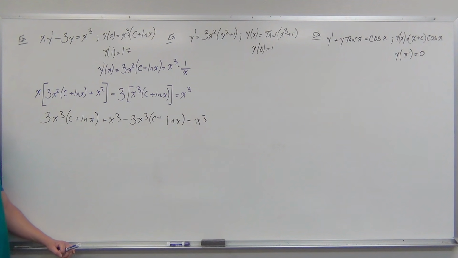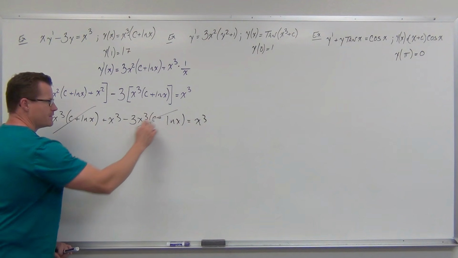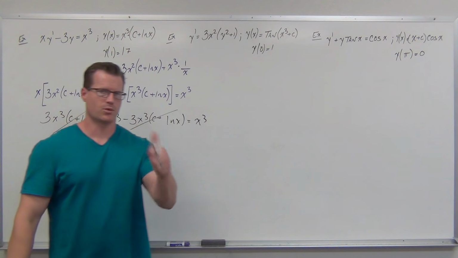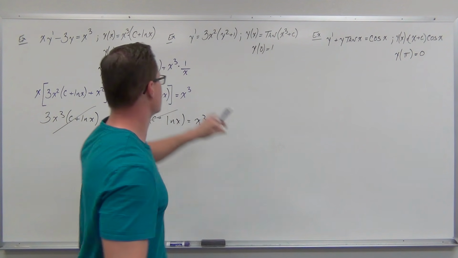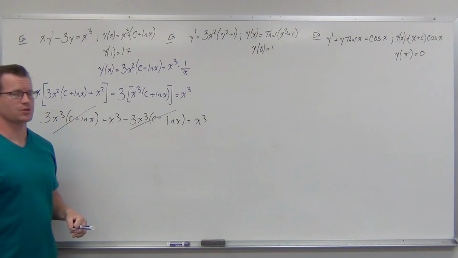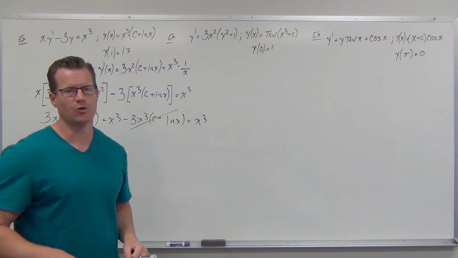And we can see just on some observation here that this and this are gone. x cubed equals x cubed, and we win. So we know that this right here is a general solution to that differential equation. Now it's appropriate to find C.